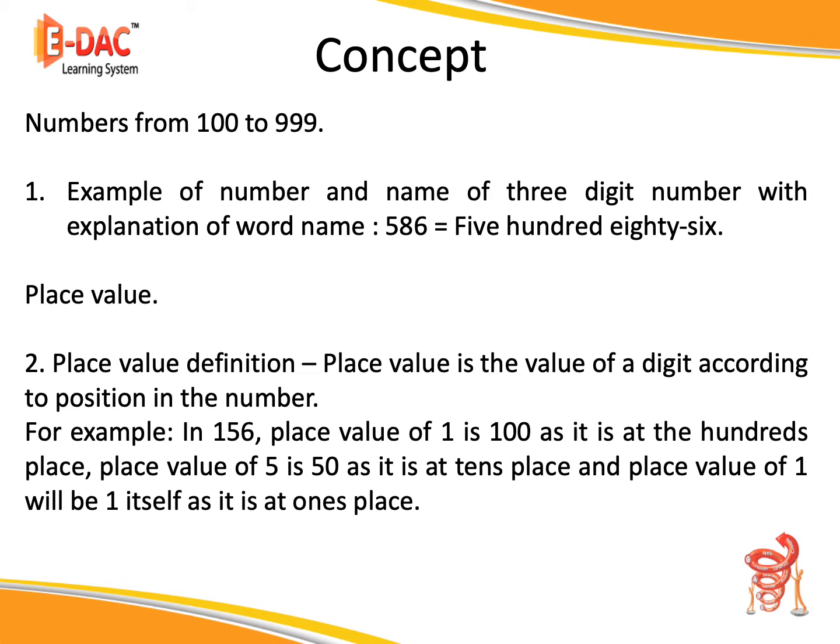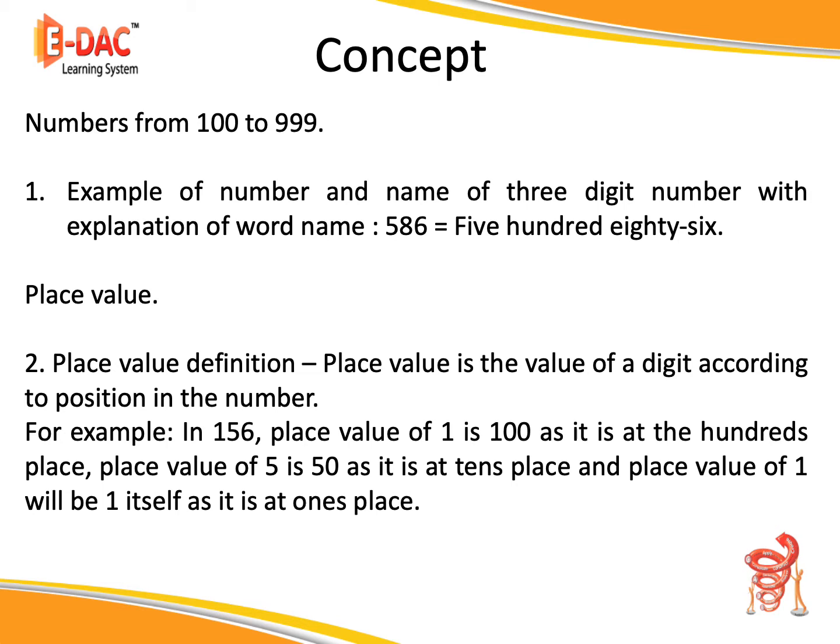So numbers from 100 to 999 all are called 3-digit numbers. They are called so because they are formed by 3 digits. In these 3 digits, all the 3 digits have different place values depending upon the position. Now let us understand what a place value is. Place value is the value of a digit according to the position of the digit in the number.